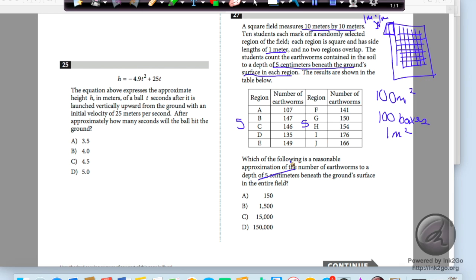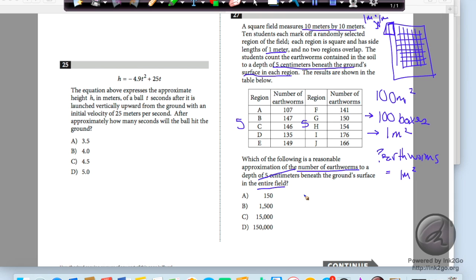And the question is asking, which of the following is a reasonable approximation of the number of earthworms to a depth beneath the ground surface in the entire field? So if I know that I have 100 boxes, and I know that for every one of those boxes I have 1 squared meter, then I'm trying to approximate, well, how many earthworms do I have, question mark, per 1 meter box? If I can figure this out, then I can simply multiply that by 100 in order to approximate.